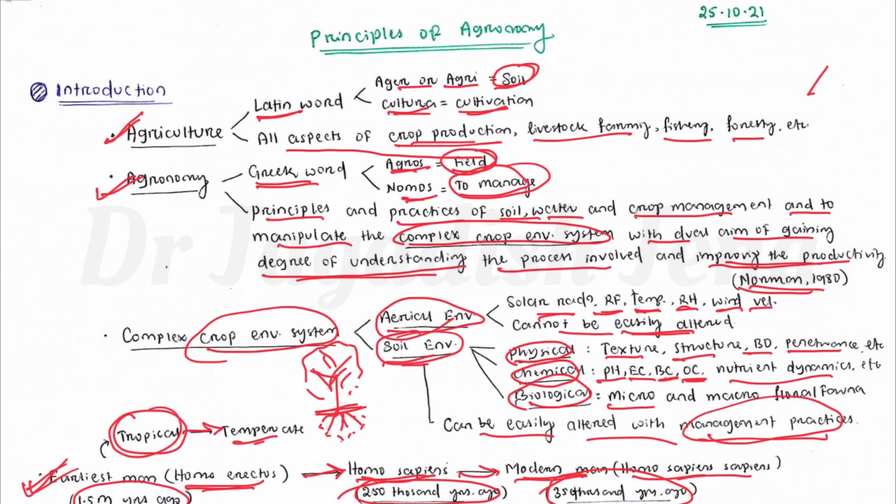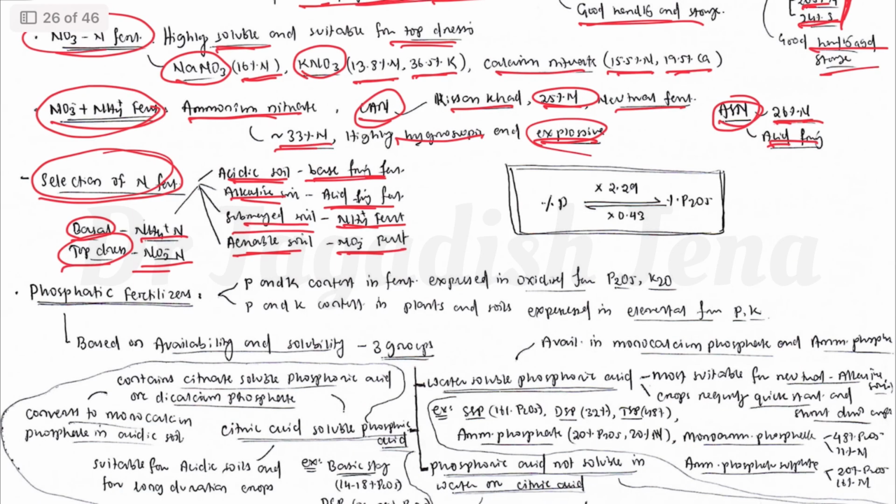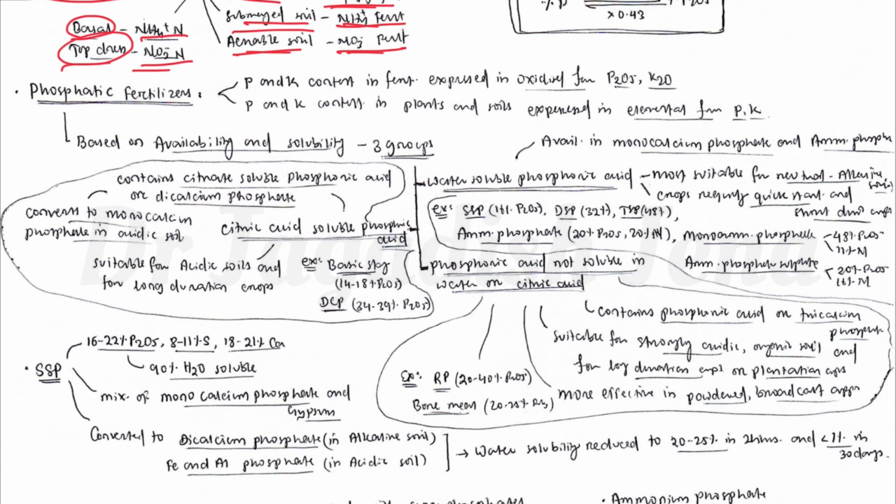This type of phosphatic fertilizer, the citric acid soluble phosphatic fertilizer, is basically applied in acidic soil. In acidic soil, the dicalcium phosphate converts to monocalcium phosphate, which is available for plant growth. Again, these are mostly suitable for acidic soil and long duration crops, where citric acid soluble phosphatic fertilizer is mostly used. For example, basic slag contains 14 to 18% P2O5.